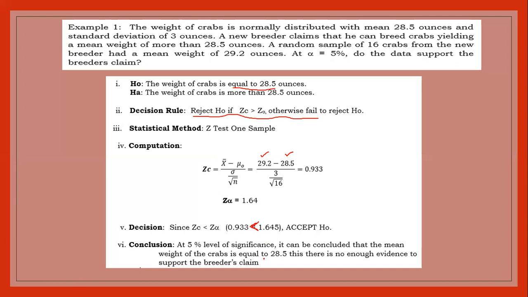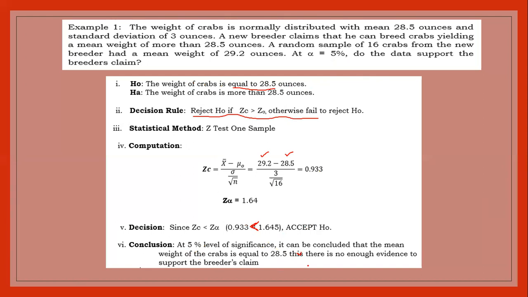Okay, when you accept HO, go back to your HO. Literally, kokopyahin ninyo ang HO ninyo. Kasi nga, accept HO. So you start your conclusion by mentioning the level of significance always. So you say, at 5% level of significance, it can be concluded that the mean weight of the crabs is equal to 28.5. Thus, there is not enough evidence to support the breeder's claim.